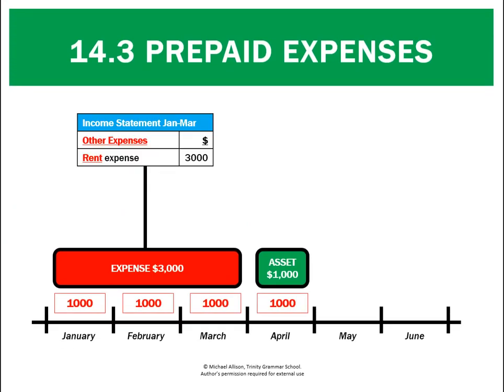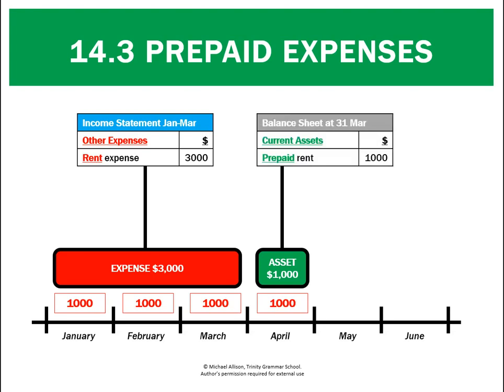So, in terms of our financial reports, the $3,000 rent would go in the income statement under other expenses, and the asset would go on the balance sheet under current assets because it's going to be consumed in the next 1 month, and obviously all current assets are consumed within 12 months.